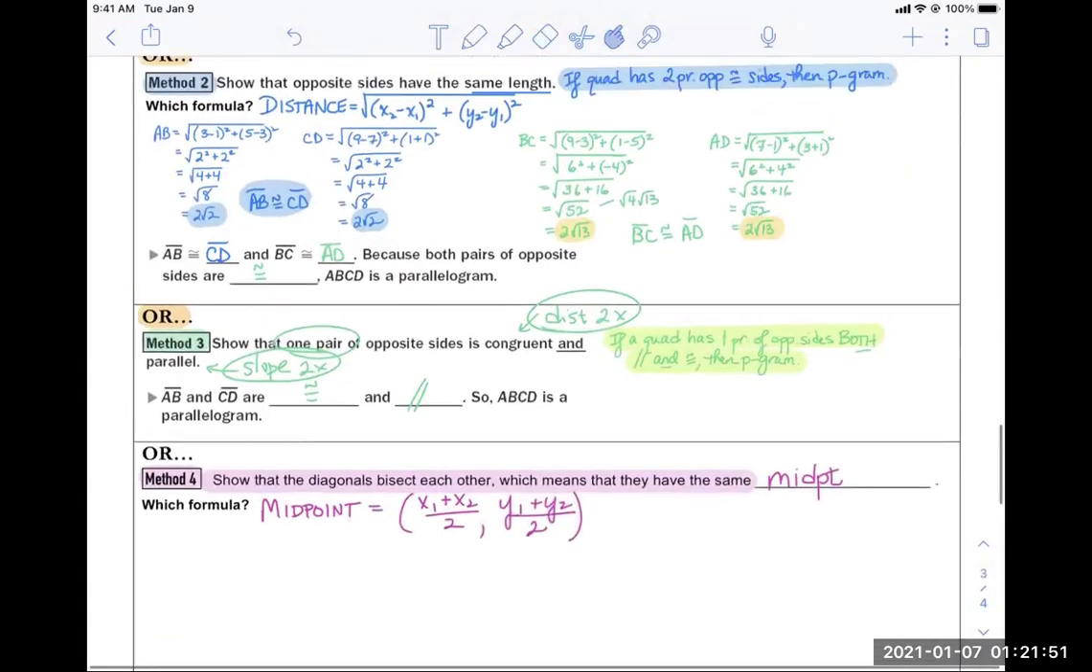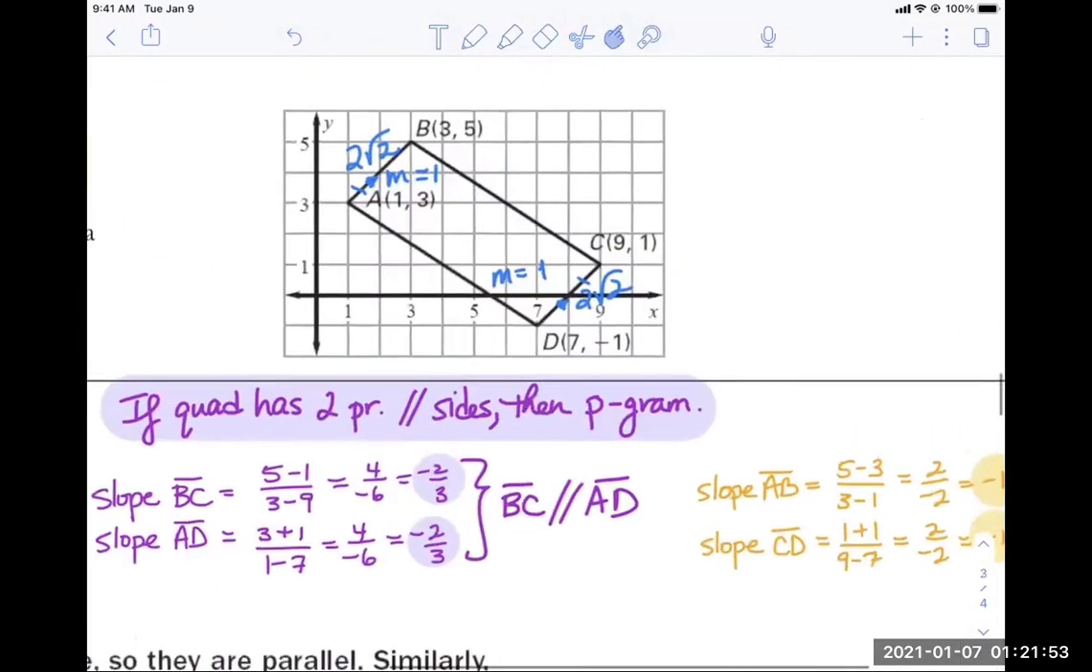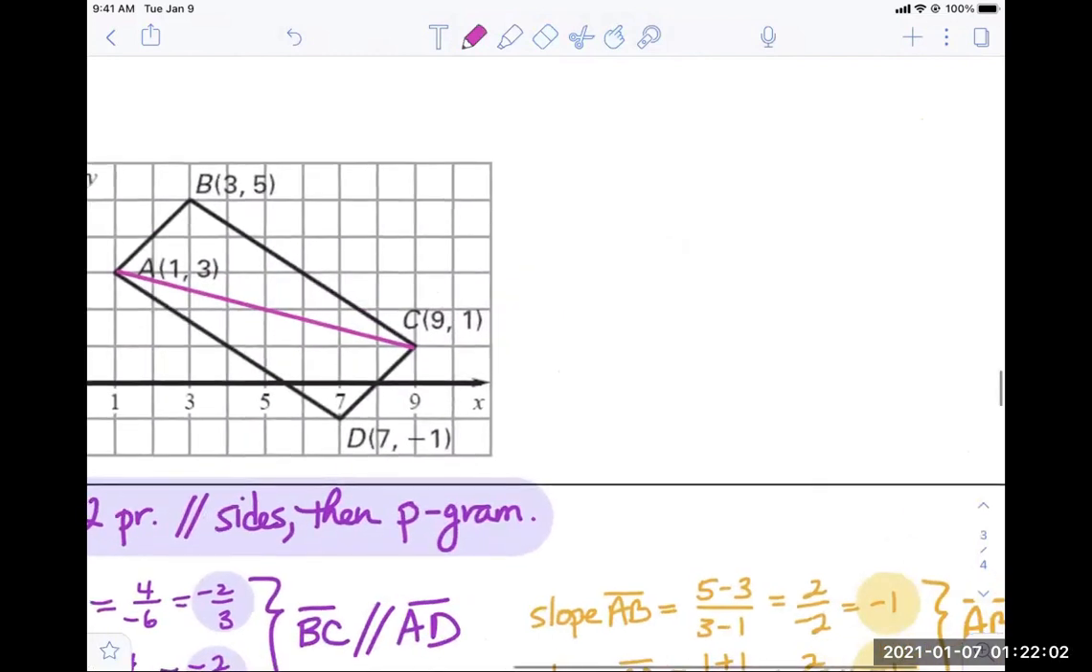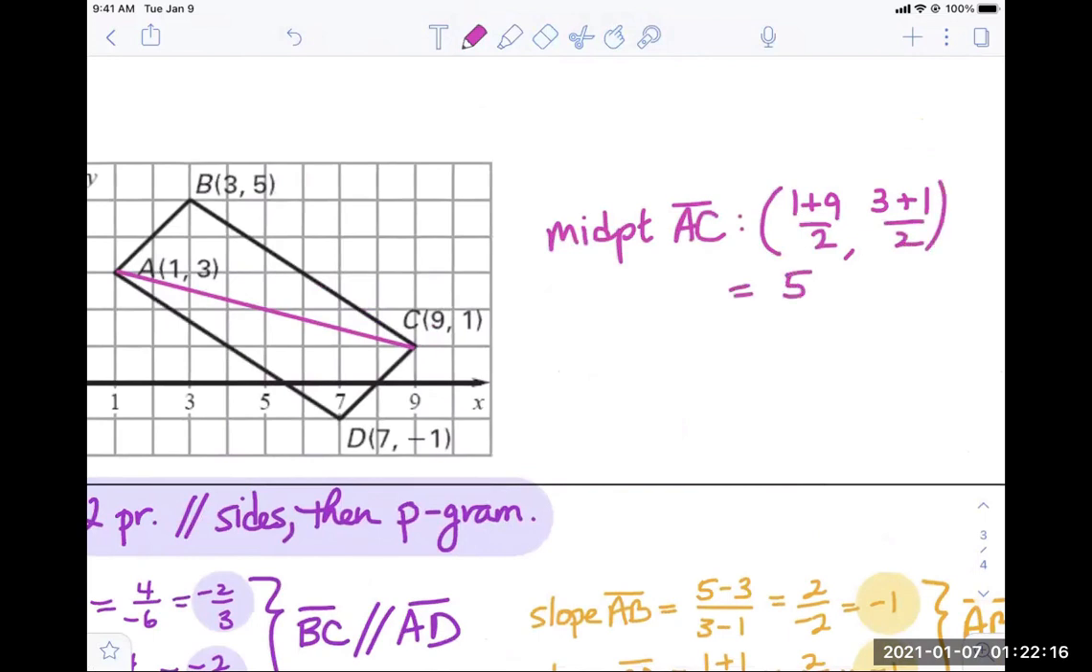Okay, so I'm going to come up here and do the midpoints of the diagonals. All right, so we've got one diagonal is segment AC. Midpoint of segment AC is going to be 1 plus 9 over 2, and then 3 plus 1 over 2. 5, 2. And that seems reasonable. That's the midpoint, right?